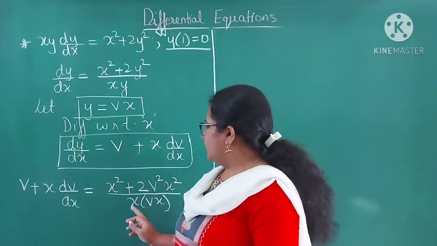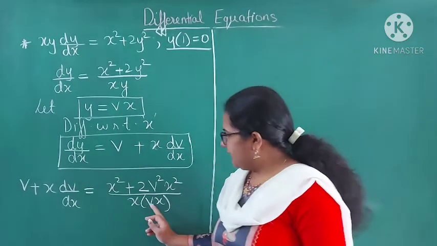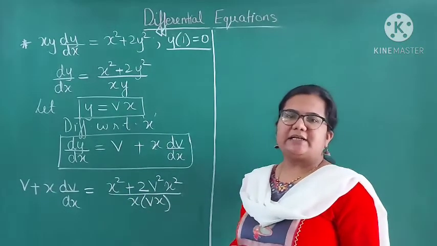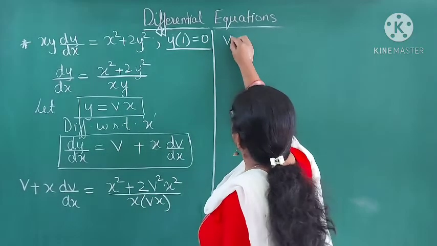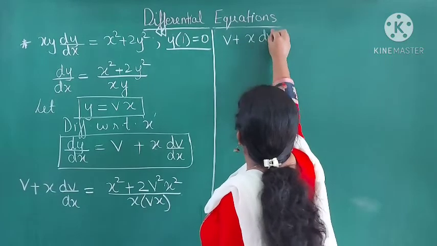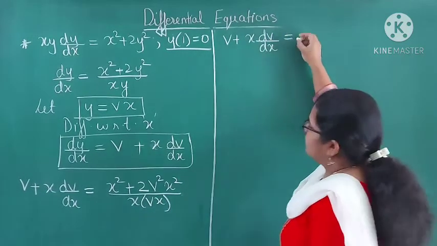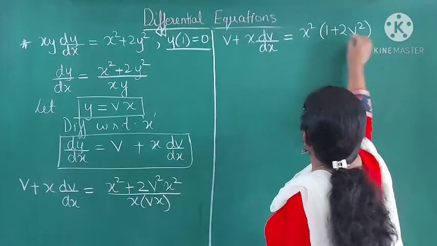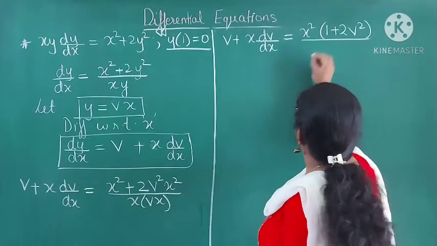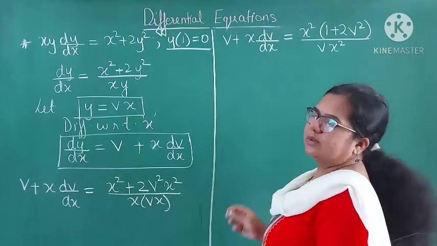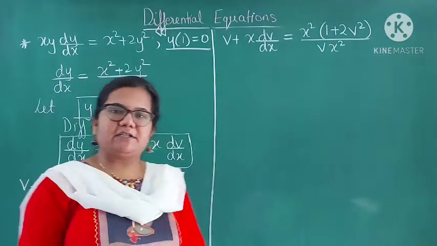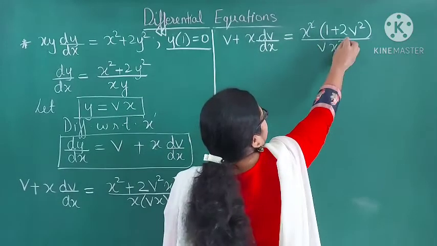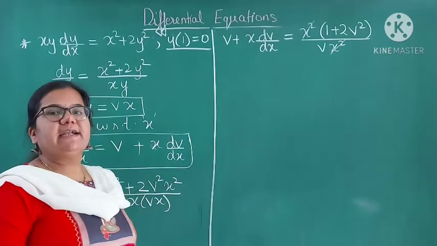Okay, now what we are going to do is we will simplify. So your x into v into x is vx square, and from the numerator you can take x square common out. So v plus x dv upon dx is equal to x square into 1 plus 2v square upon v into x square. Right? In the numerator I have taken x square common out. X into x is x square. So you can see easily in the numerator x square and the denominator x square will get cancelled.